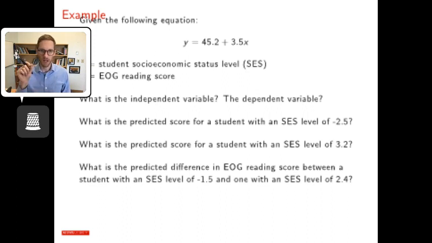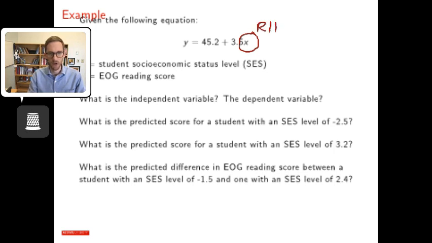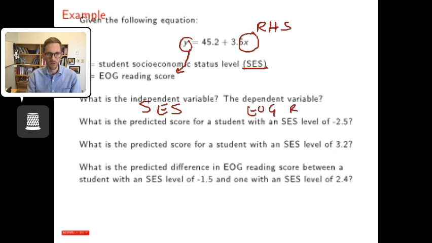And we're back, all right? I'm going to work through each one of these. Okay, so what is my independent variable? Well, my independent variable X, remember, we called it our right-hand side variable. Now you see why it's on the right-hand side of that equal sign. So the right-hand side variable X is SES, and my dependent variable Y is EOG reading score, which my daughter just took 2 days ago.